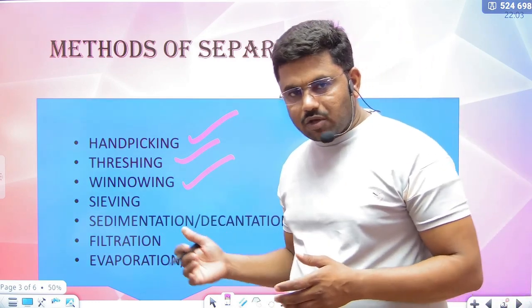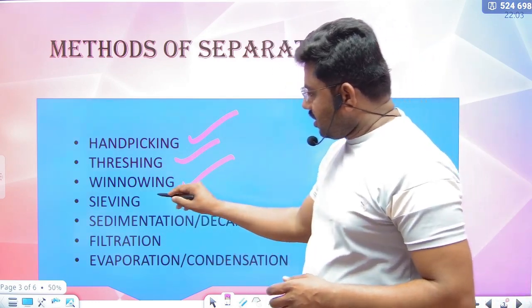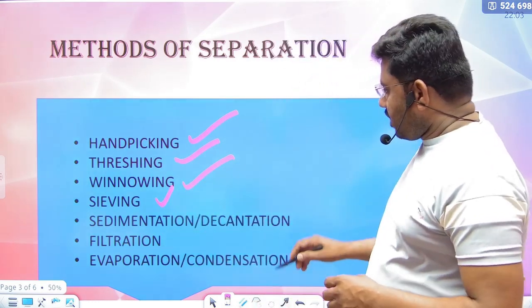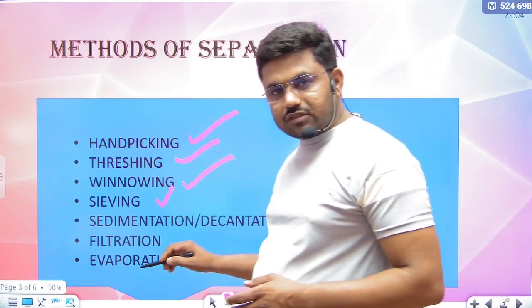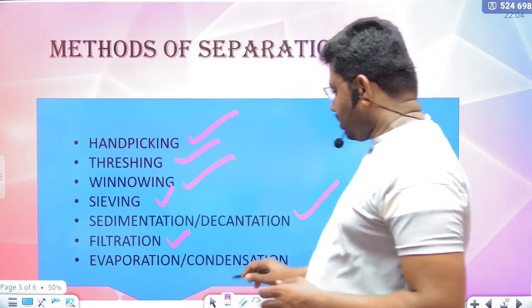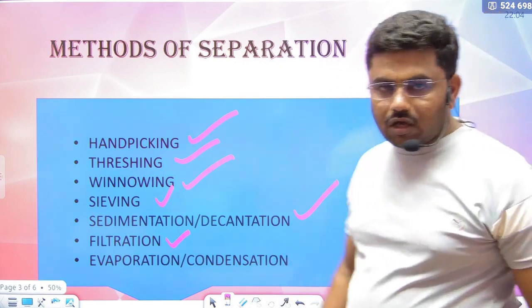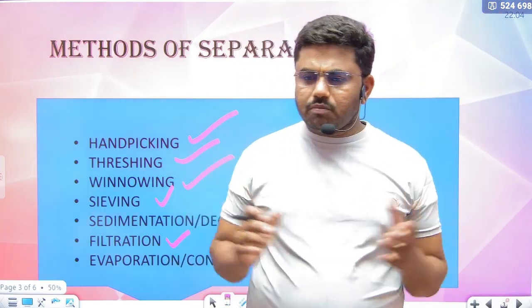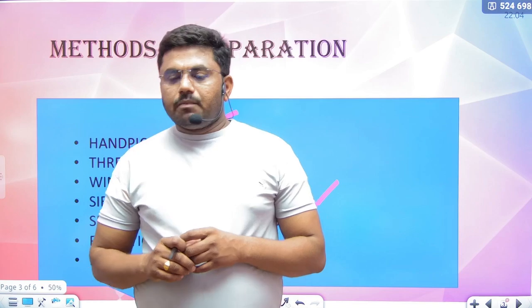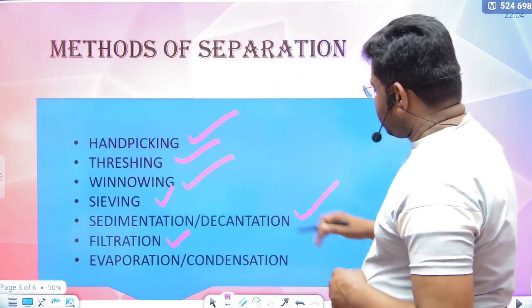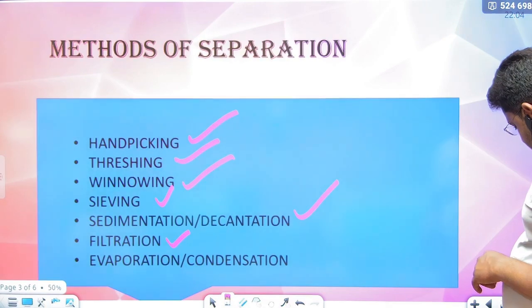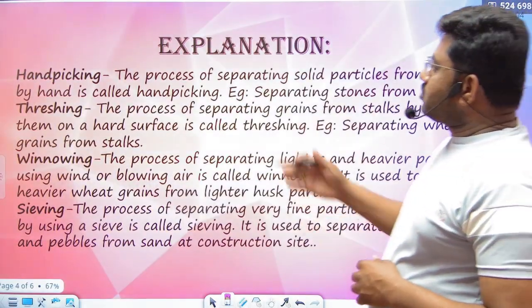We will take more examples next. Sieving is also one method by which we separate. Sedimentation and decantation are also methods. Filtration, evaporation and condensation are other processes. These are some of the methods by which we can separate substances or impurities from substances.